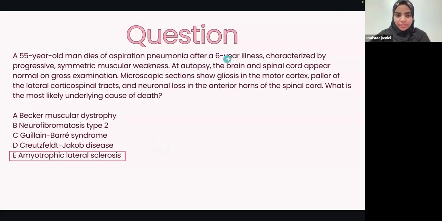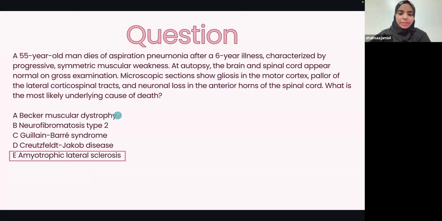So what do you see in this patient? We see a progressive disease. It's symmetric. The muscle weakness is symmetric. And we see pallor of the lateral corticospinal tracts, from the name lateral sclerosis, so lateral tracts, but also neuronal loss in the anterior horns. So this says it's upper motor neuron lesion and lower motor neuron lesion.